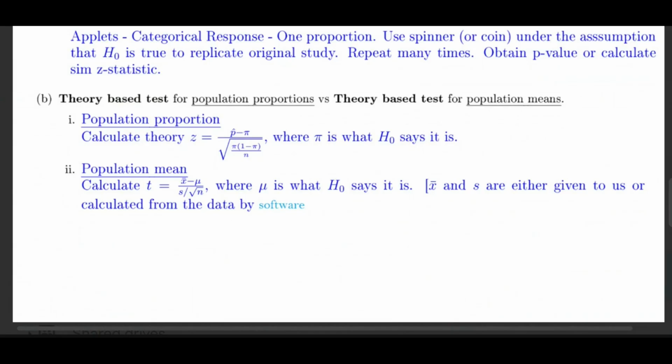And then, I say where mu is what the null says it is. Don't worry, we're going to revise all these things. I'm just putting it out there that you should know 3 things now. I do say here, X bar and S are either given to us or calculated from software. Remember I taught you how to use Google Sheets to find means and all that? Let me revise with you.